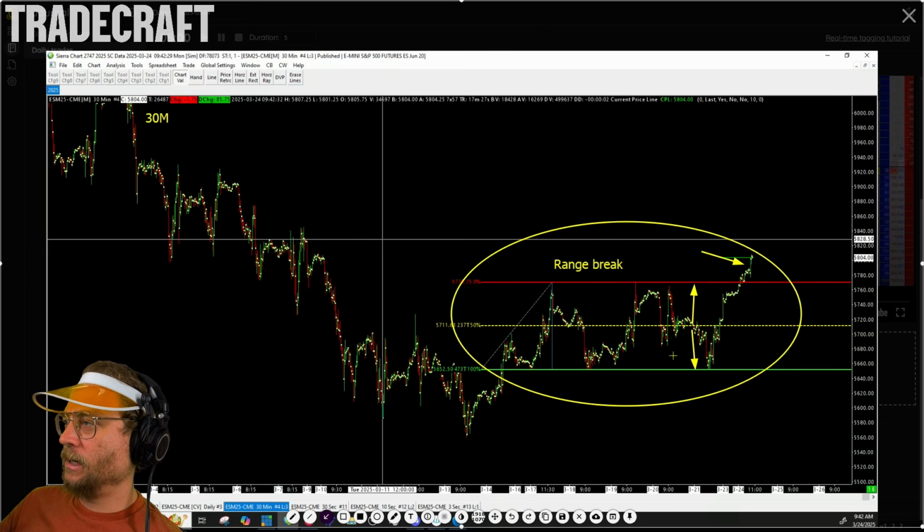Now, typically, when a range breaks out, it goes about the body width. The body width of this would be about 73 ticks. This is a modified Fibonacci tool. So we can predict that it'll go about this high right here, and we're currently here.